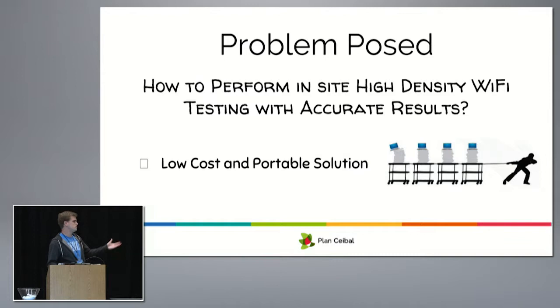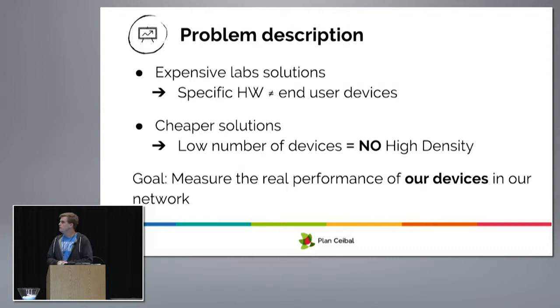In the market, there are some available solutions, but they don't quite satisfy our needs. Why? Expensive lab solutions don't reflect the real performance of our devices, because antennas and radios are different from the ones in our devices. And cheaper solutions share the same problem, and they also represent a problem when testing high density because they don't recreate exactly the same environment. So we decided to come up with a solution to measure the performance of our devices in our network. That's our main goal.